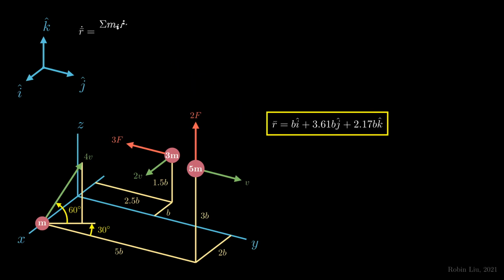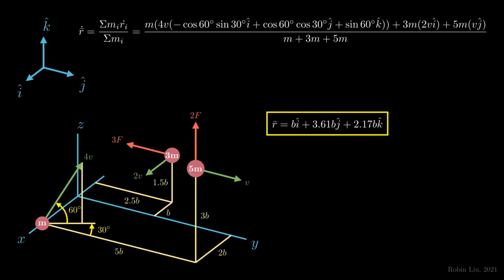R bar dot is the average velocity of the system, or the velocity of the center of mass. The process for solving is pretty much the same, but now we use the velocity of each particle instead of its position. The one that is tricky is the velocity of the leftmost particle. Its velocity is first broken into the z component and the component on the xy plane. Then, the component on the xy plane is further broken into x and y components.